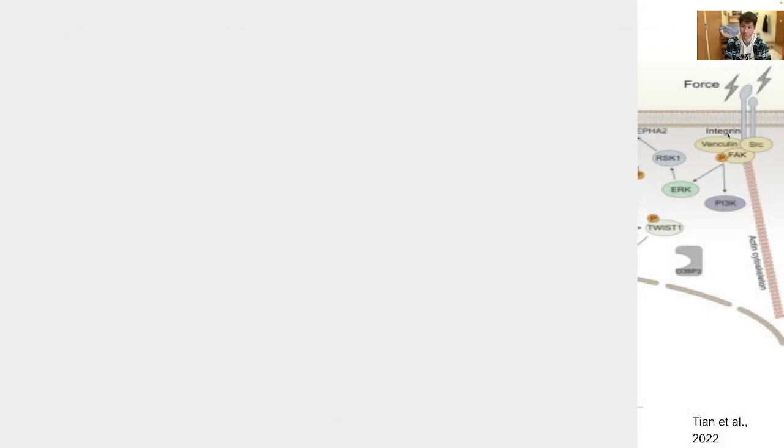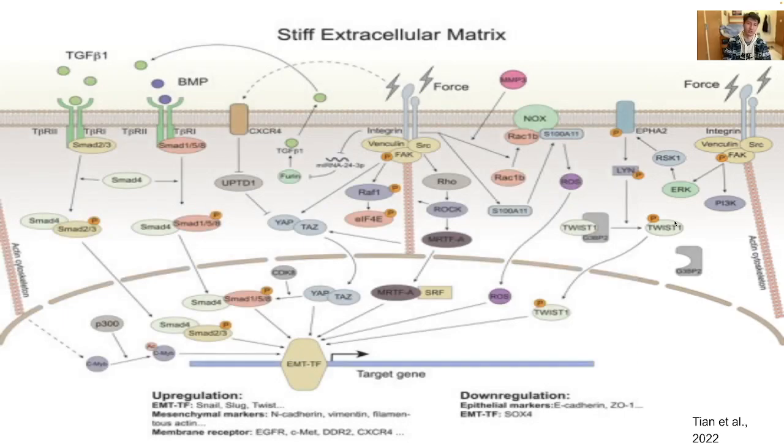We see our good friends integrin, FAK, ERK, TWIST1, but this is just a sliver of all the current research going on about EMT. We see cytokines, RNA, reactive oxygen species. So much going on, so much I don't have time to talk about, but I just want to show you what's going on in current cancer research.